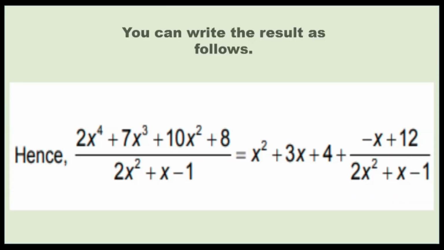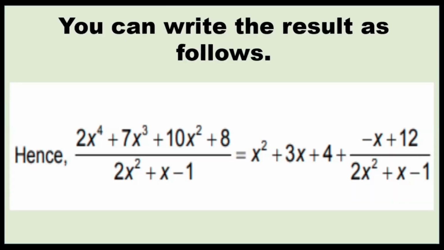Okay, so if you're going to write the answer in this format, we have 2x raised to 4 plus 7x cubed plus 10x squared plus 8, which is the dividend, divided by the divisor, 2x squared plus x minus 1, equals the quotient, x squared plus 3x plus 4, plus the remainder, negative x plus 12, over the divisor, 2x squared plus x minus 1.